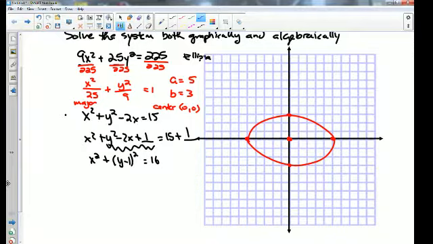Okay, circle center. Somebody said it. 0, 1. Radius. All right, you guys are still writing. I will let you catch up.